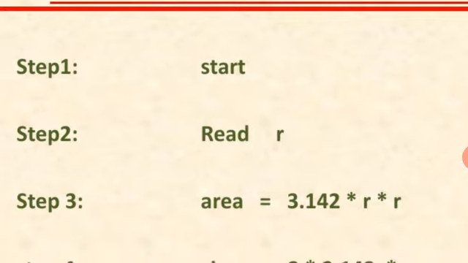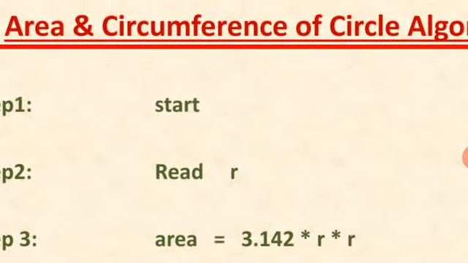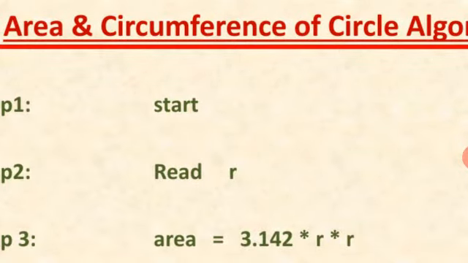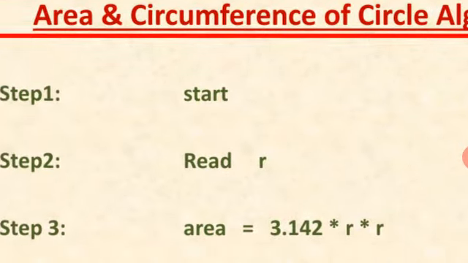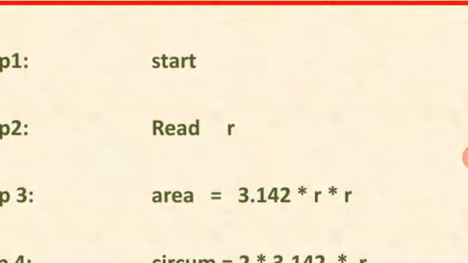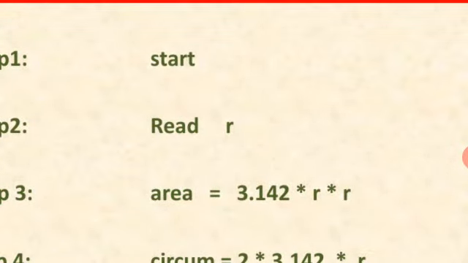So in step 2 we have read only the r value. R stands for radius. Then in step 3 we are calculating area is equal to 3.142 into r. We cannot write r square directly. In a computer, while calculating, we cannot write r square directly. Hence we have to write r into r.